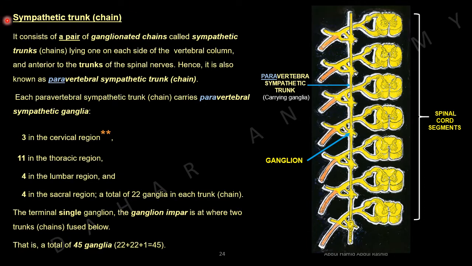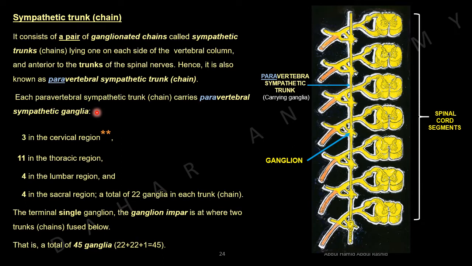Sympathetic trunk or sympathetic chain. It consists of a pair of ganglionated chains called sympathetic trunks or sympathetic chains, lying one on each side of the vertebral column and anterior to the trunks of the spinal nerves. Hence, it is also known as the paravertebral sympathetic trunk or chain, because it lies on either side of the vertebral column.